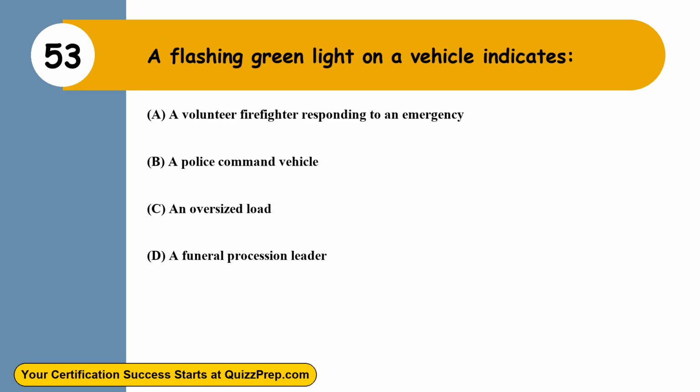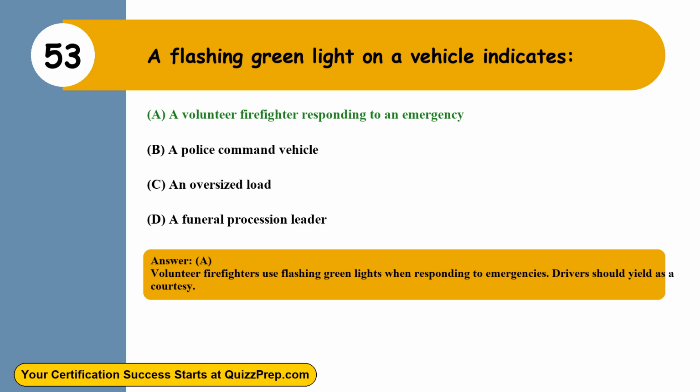Question 53. A flashing green light on a vehicle indicates: Option A, a volunteer firefighter responding to an emergency. Option B, a police command vehicle. Option C, an oversized load. Option D, a funeral procession leader. The correct answer is option A, a volunteer firefighter responding to an emergency. Volunteer firefighters use flashing green lights when responding to emergencies. Drivers should yield as a courtesy.